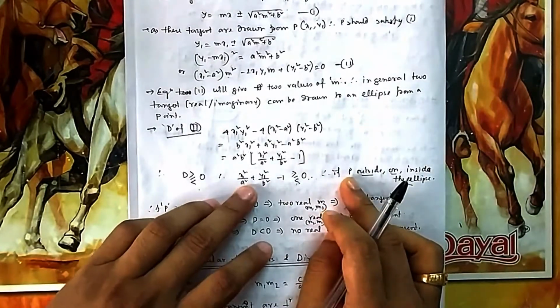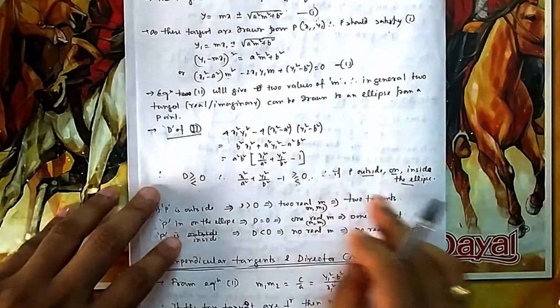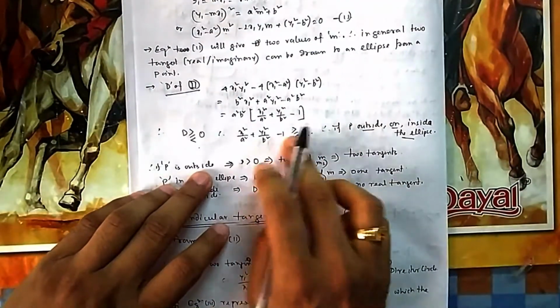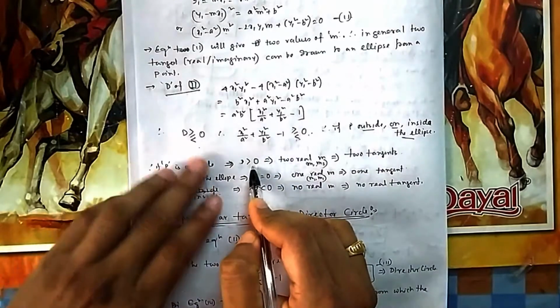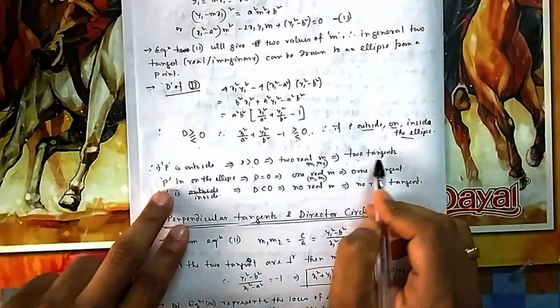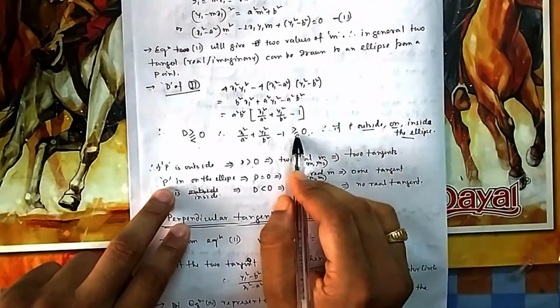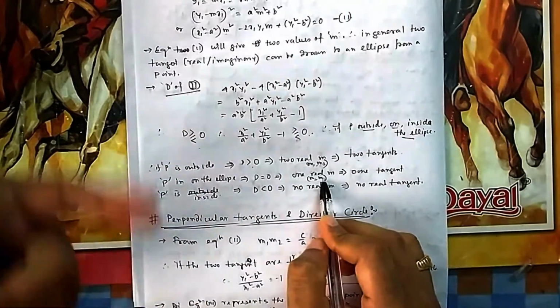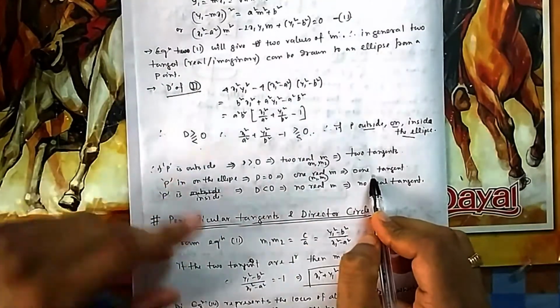That's what we have seen in the previous article with respect to the point. So if P is outside, then this is greater than 0. That means D is greater than 0, which means two real roots, m1, m2. That means you can draw two tangents. If P is on the ellipse, then D is equal to 0. That means only one real root, m1, m1, a repeating root. So you have only one tangent.